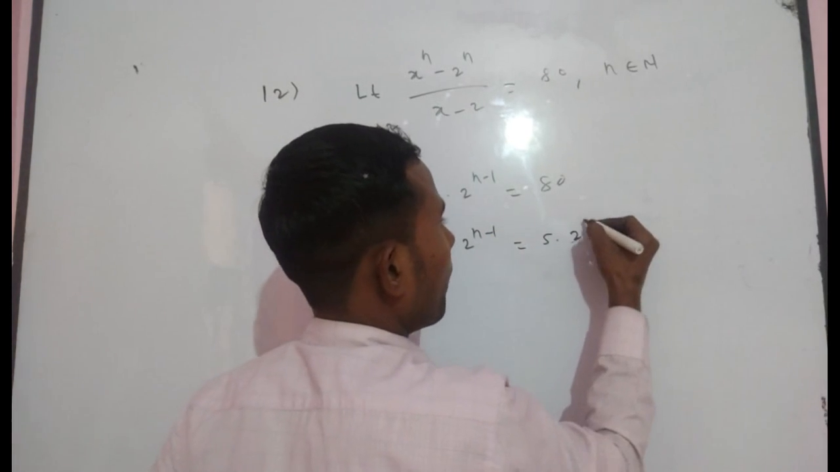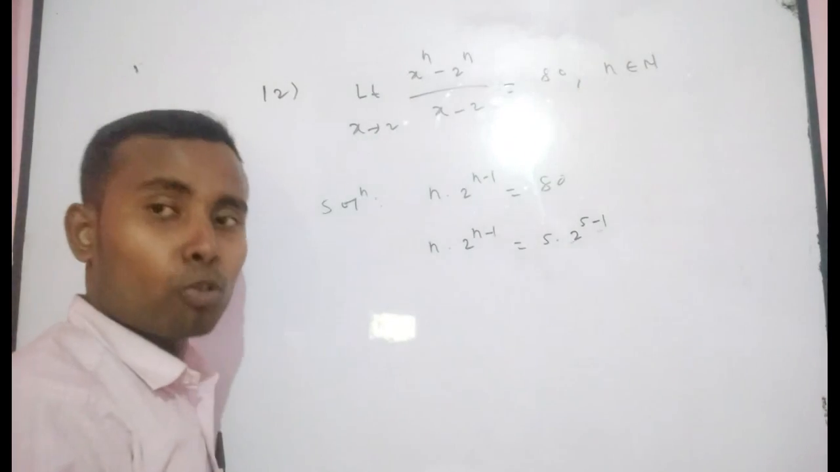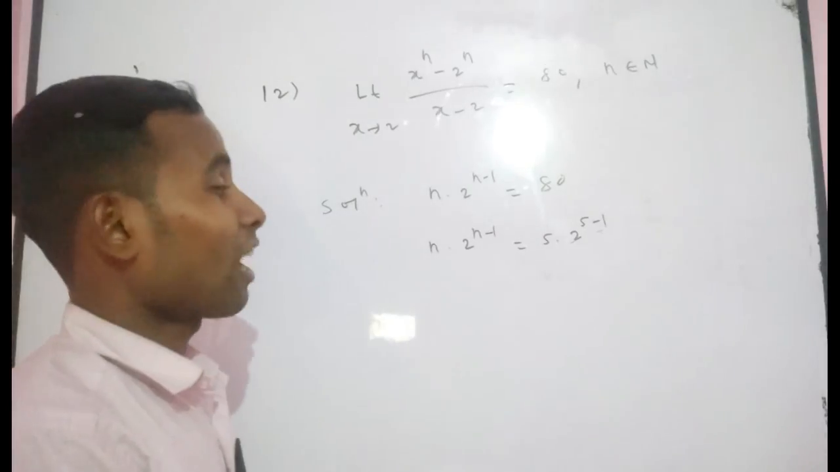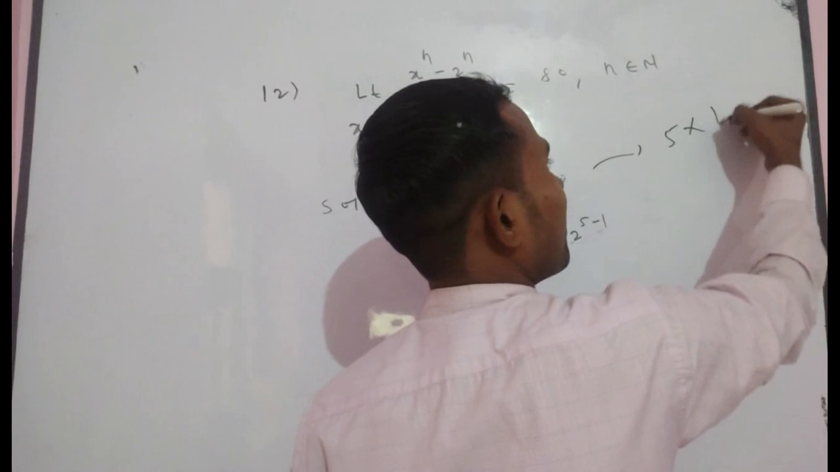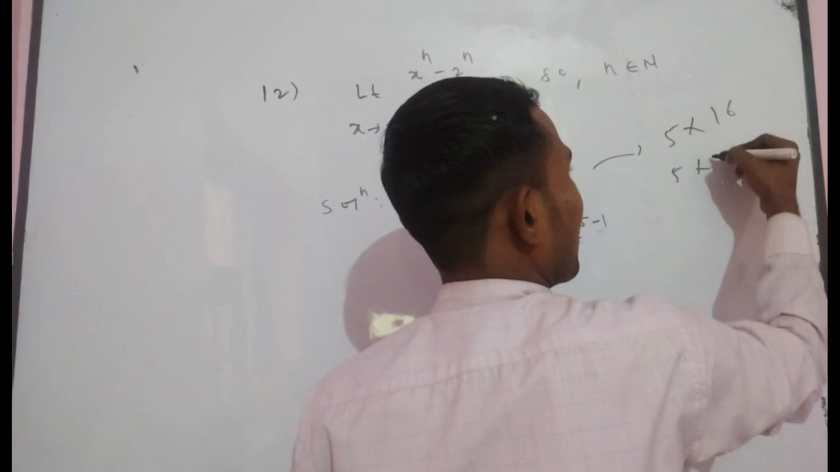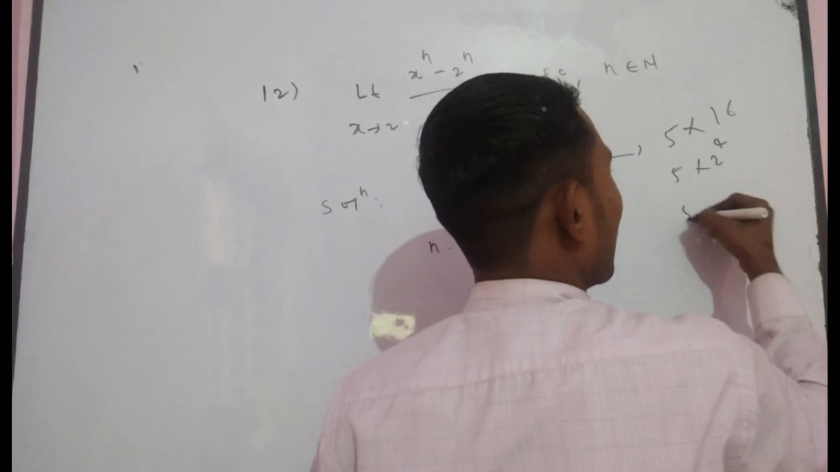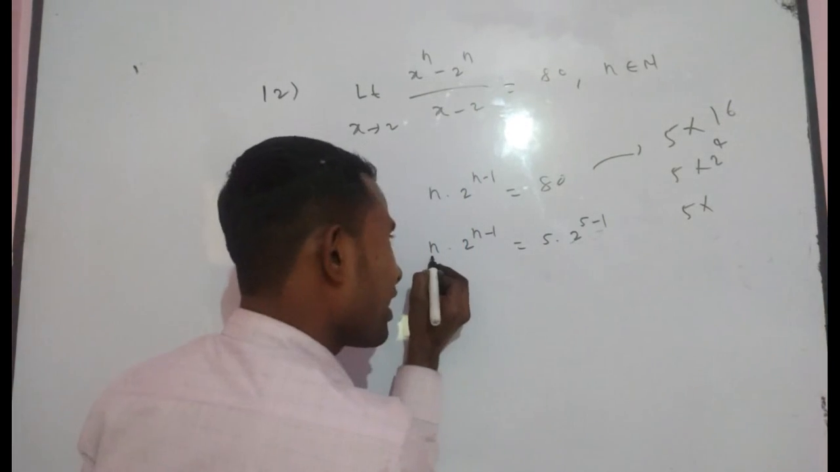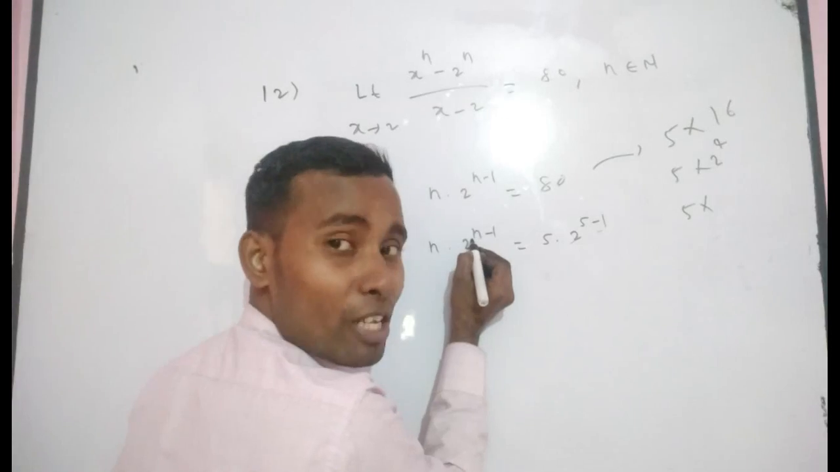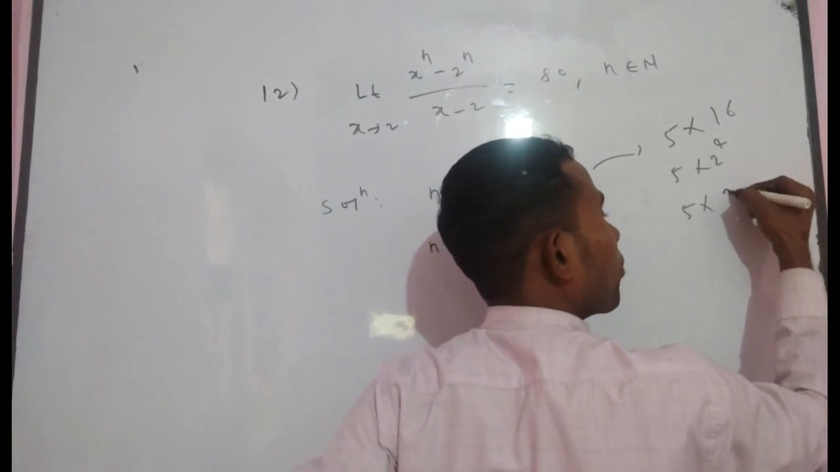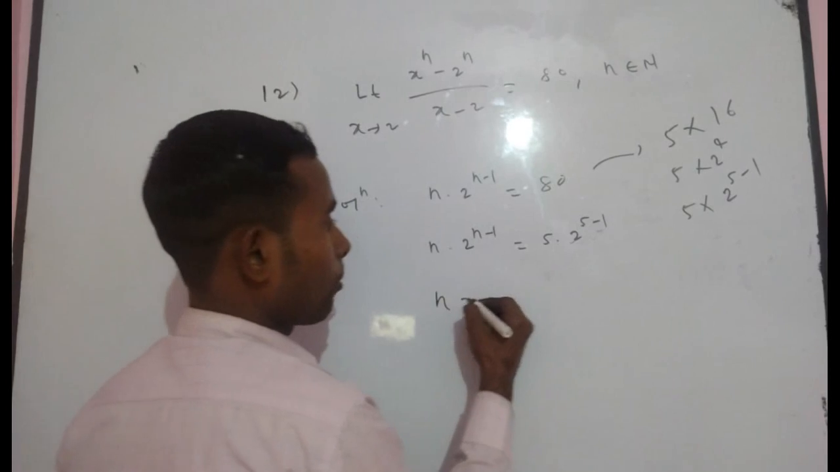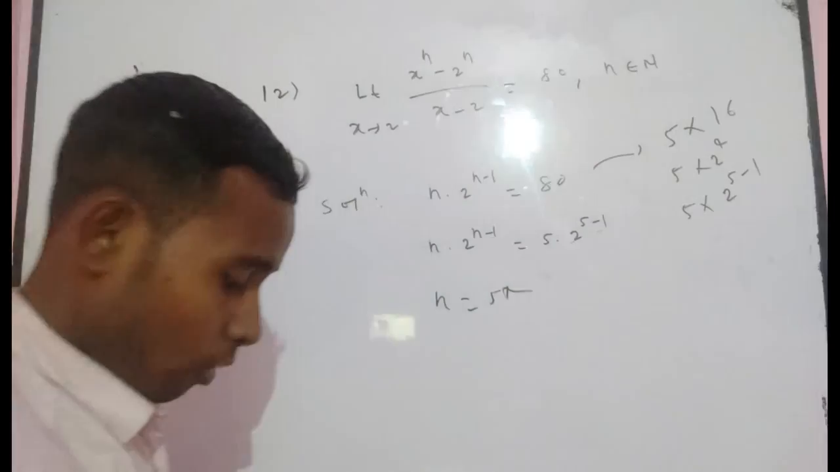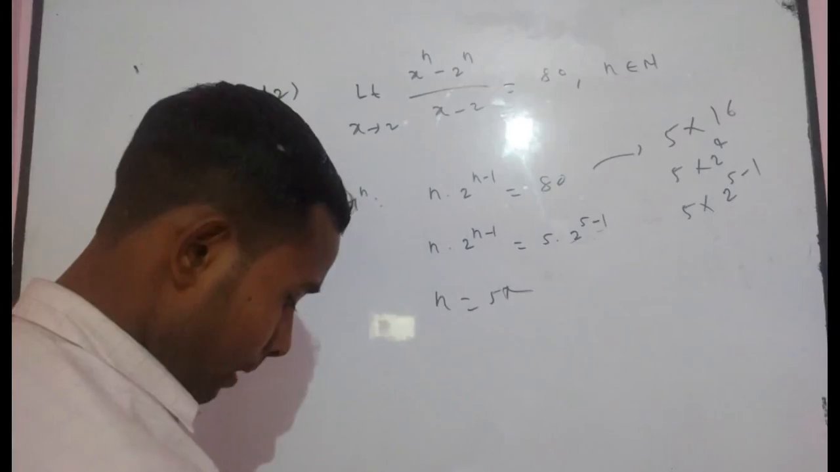Five into 2 to the power 5 minus 1. You have to think about it. Now you definitely think how can you write? As you know that 80 can be written as 5 into 16, and 5 into 16 can be written as 2 to the power 4. Here you have to write n and here you have to write n minus 1. So I want to write 2 to the power 4 as 2 to the power 5 minus 1. Now you have to compare, so n will be what? 5. Now I want to take another example.